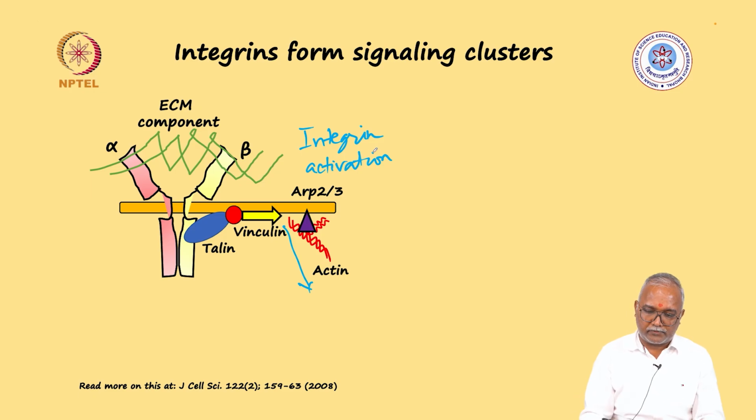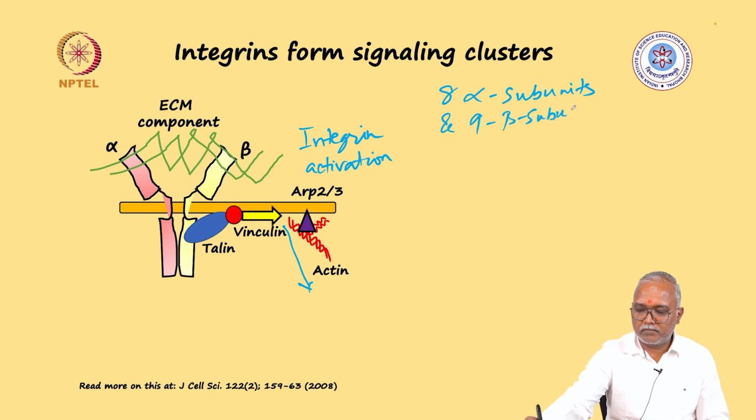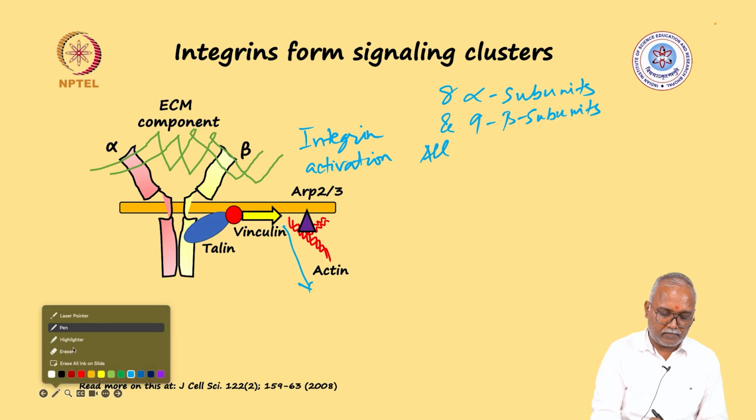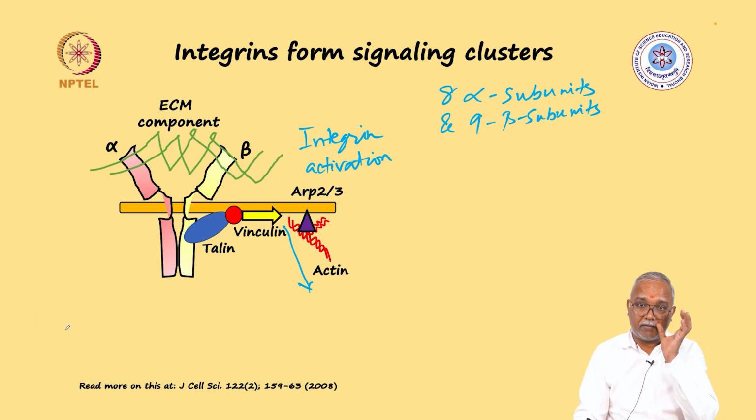So multiple different types of regulation are there, and like I said in the beginning, the combination of 8 alpha subunits and 9 beta subunits, the permutations and combinations you can think about in these cases are huge. All cells express the alpha beta subunits in various combinations, which helps them respond to the extracellular cues.